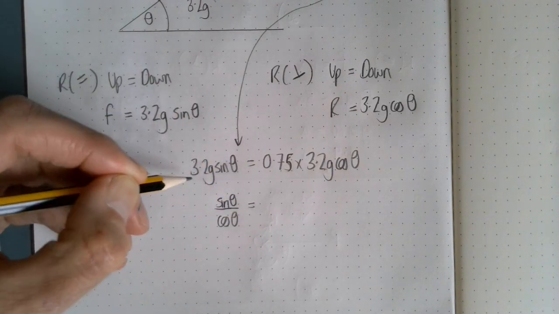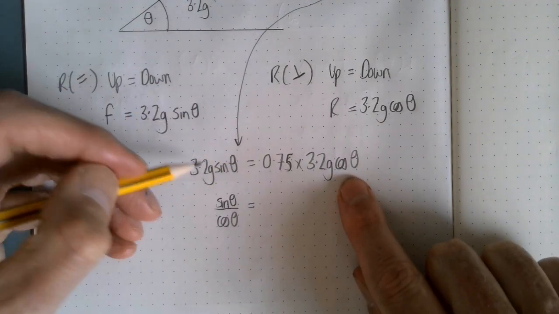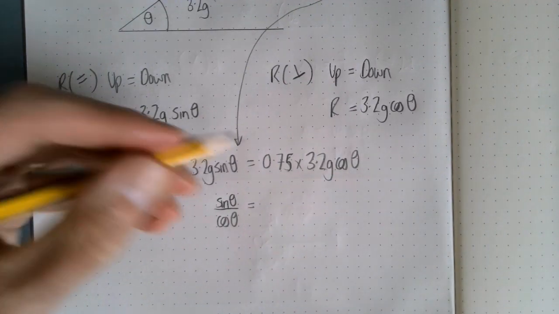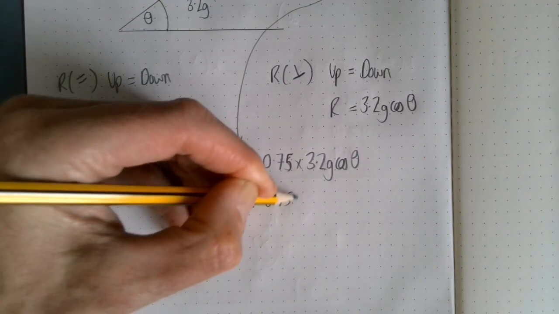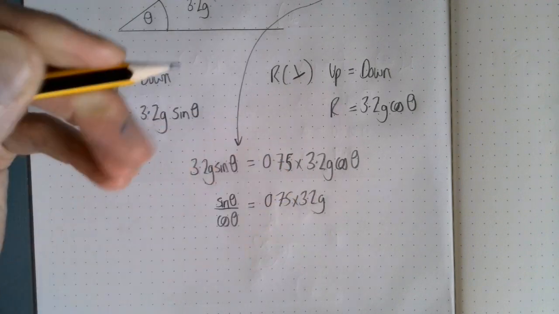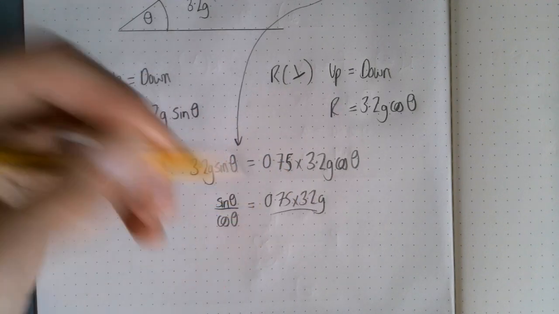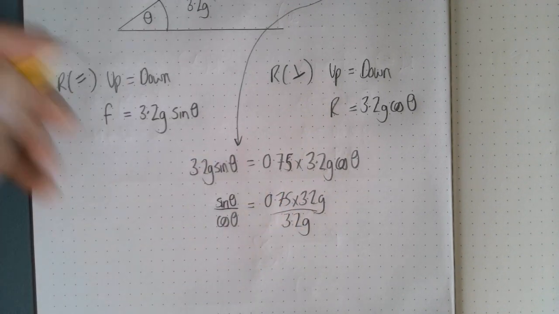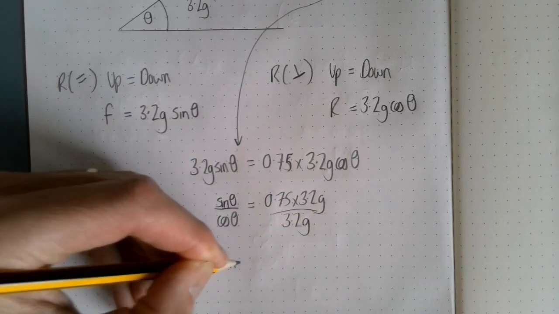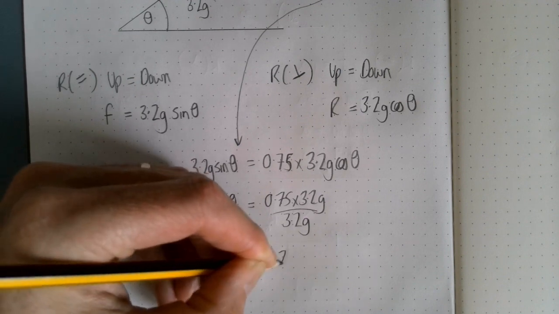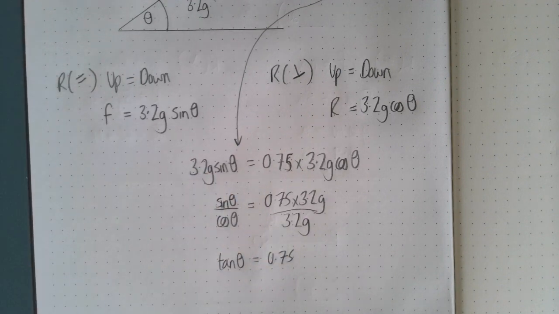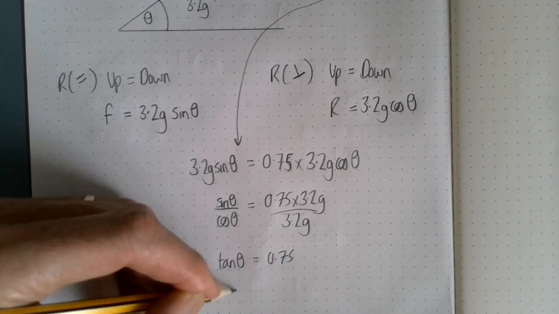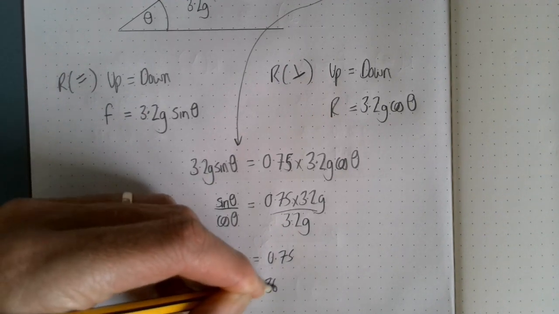And then I'm going to divide, so I divided both sides by cos theta, I'm going to divide both sides by 3.2g. Well, the 3.2g's cancel out, that's nice. And sine divided by cos is tan, so we're basically saying that tan theta is equal to 0.75, and that gives us 36.9 degrees when we shift tan it.